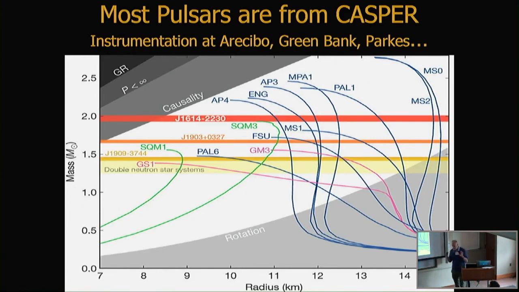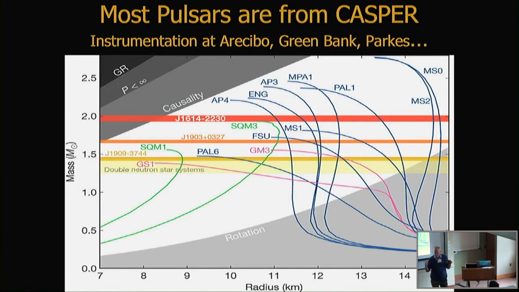Pulsars are really interesting. They're the best clocks on Earth, or they're not on Earth, but they're the best clocks in the universe as far as we know. They're better than atomic clocks or anything you can build on long time scales. And because they make such good clocks, you can measure all kinds of things.